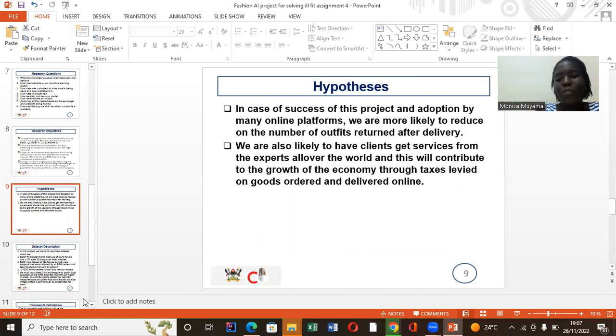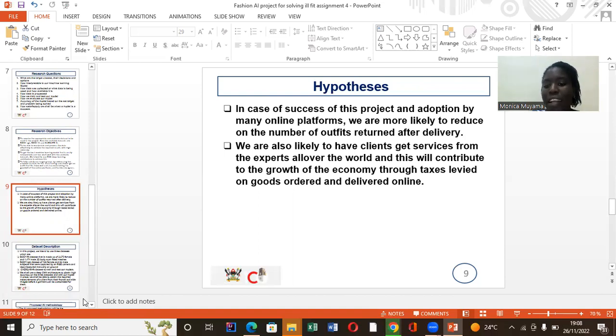Here, in case of success of this project and adoption by many online platforms, fashion designers and fashion lovers, we are more likely to reduce the number of outfits returned after delivery. This not only helps the clients, the customers, and the fashion designers, but also the whole world. Imagine the carbon footprint that's going to be reduced by an outfit that was not returned because it has been accepted. This is going to be a really great thing, and we really need to use this.